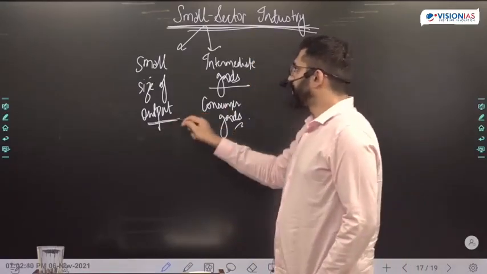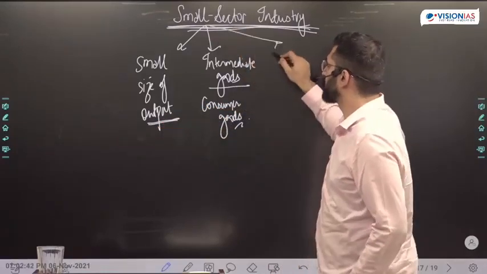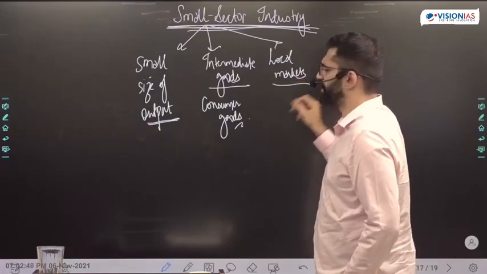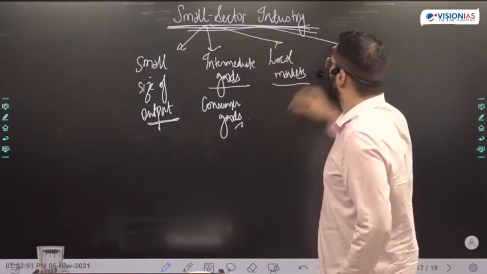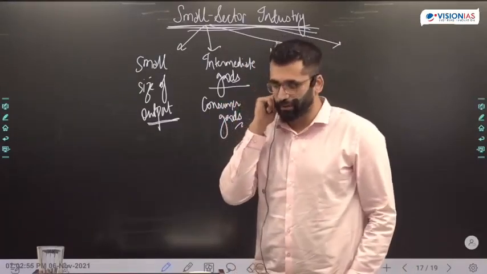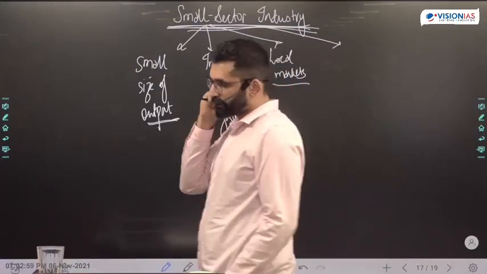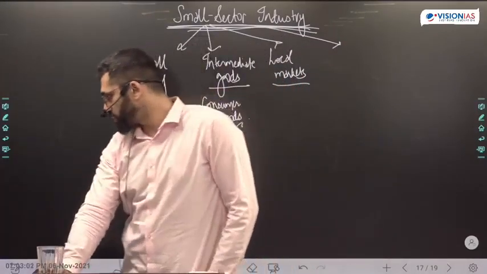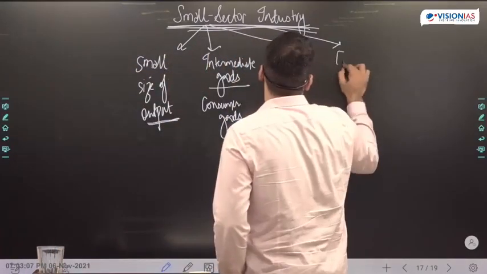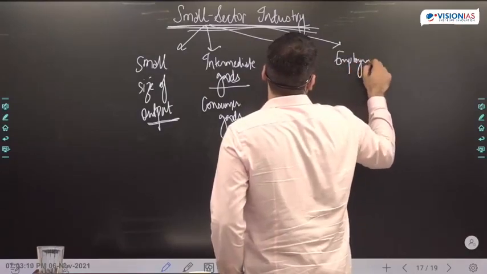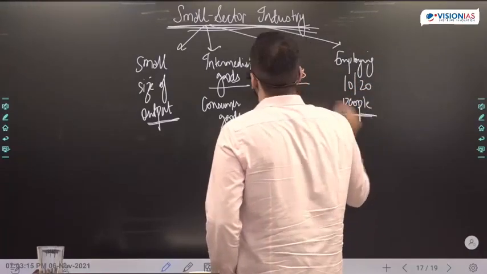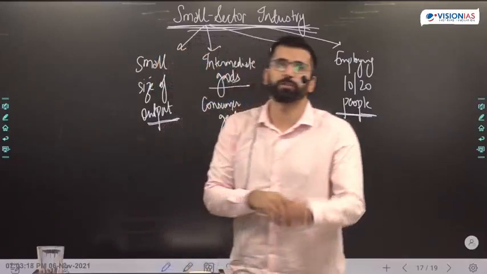Small size of output, intermediate goods, consumer goods, mostly for local markets. Their market reach is very less. Also, you can say that they produce simple intermediate goods like sewing machines and all. They don't use big capital goods. Any other thing which you mentioned? Yes, employing... these are some of the features of small scale industry.